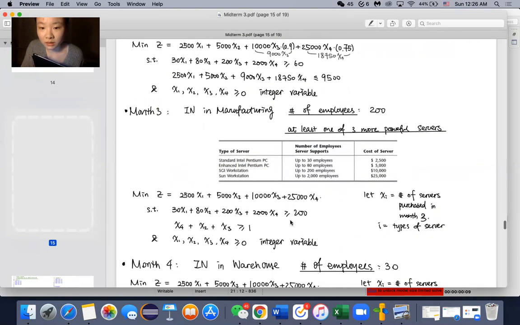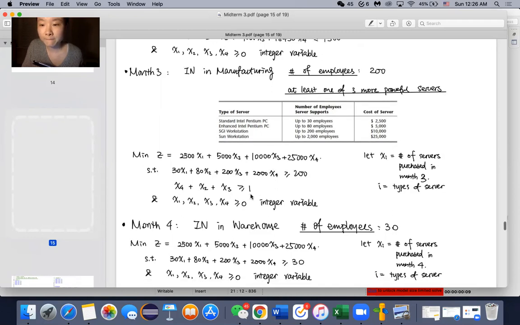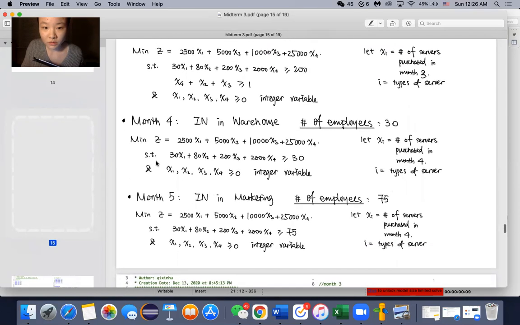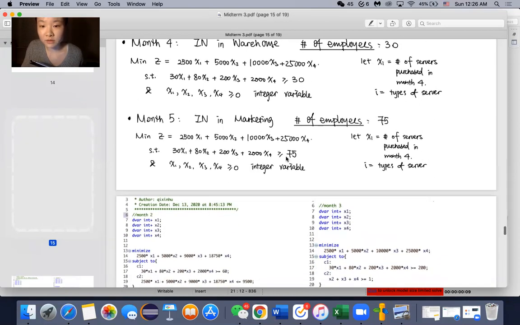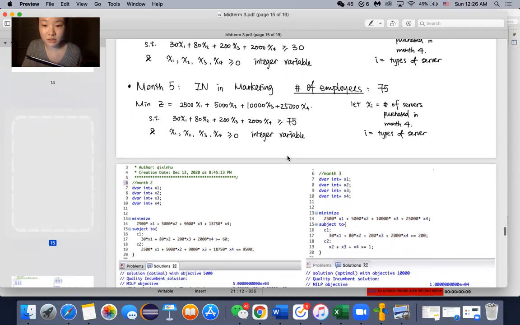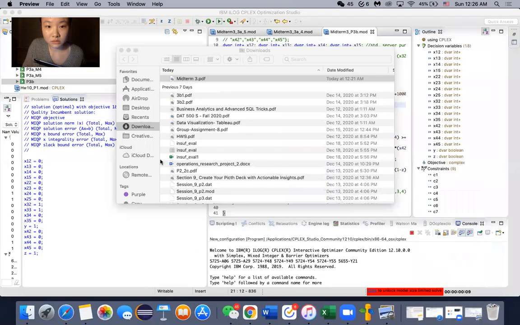And for the third month, it is to support 200 employees, and the manufacturing department needs at least one of the more powerful servers for the last 3 servers, so that's greater than or equal to 1. And month 4 is just to support 30 employees, and month 5 is supporting 75 employees. And here's my code that I can run on this.